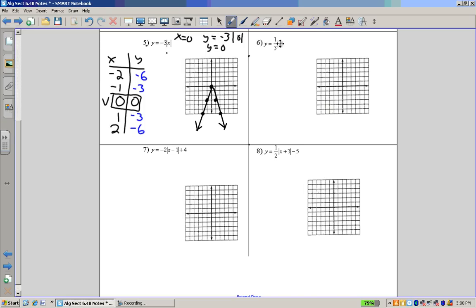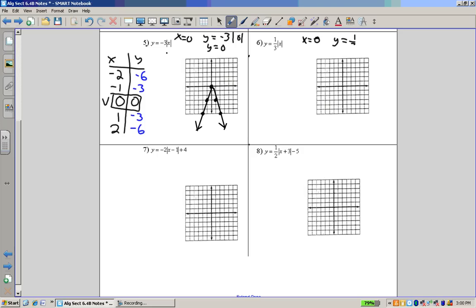I would encourage you to try number 6 on your own. Let's see how you did. Set whatever's inside that absolute value equal to 0. In this case, x equals 0. There's nothing else to do. We're going to plug that back in to see what y is, the y-coordinate of the vertex.